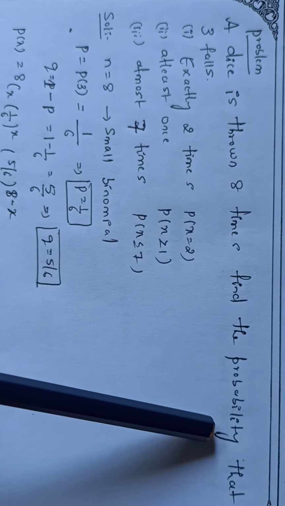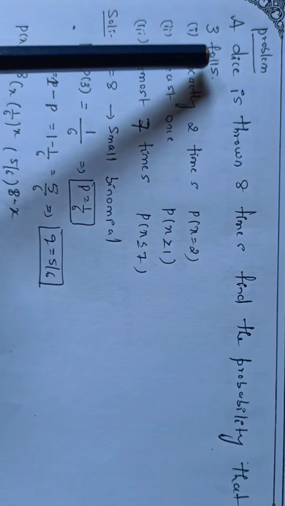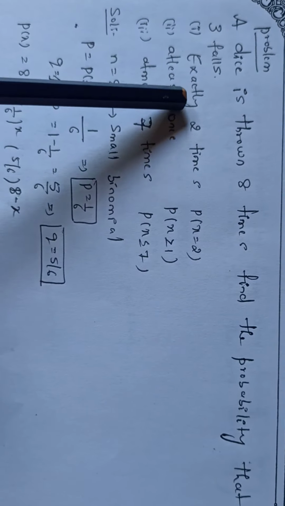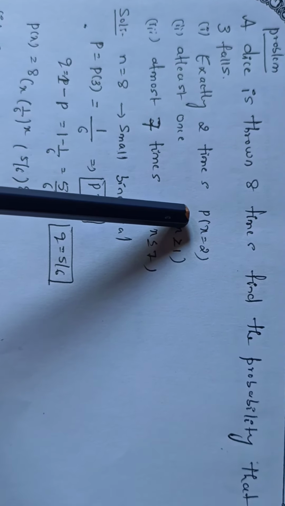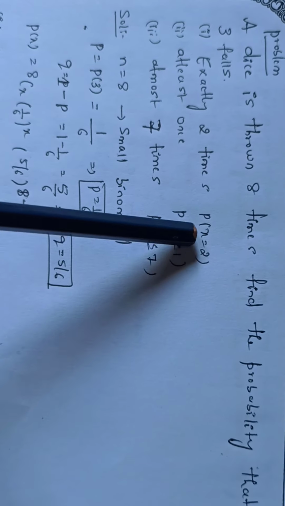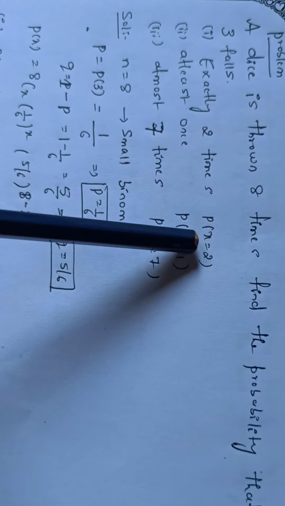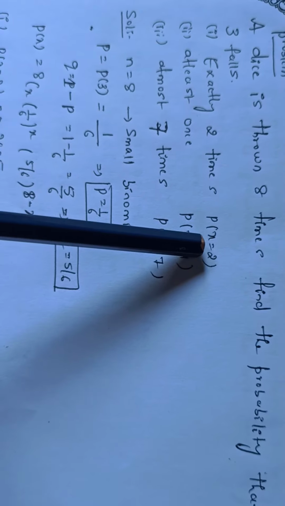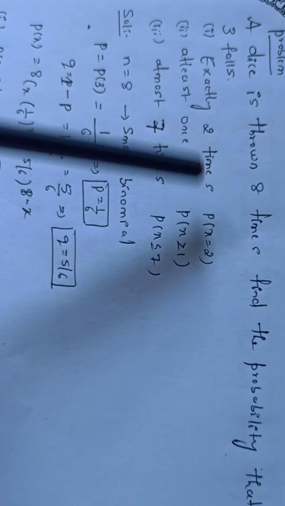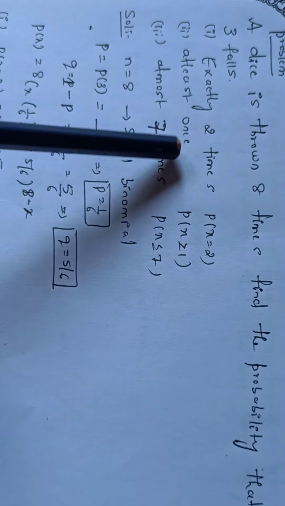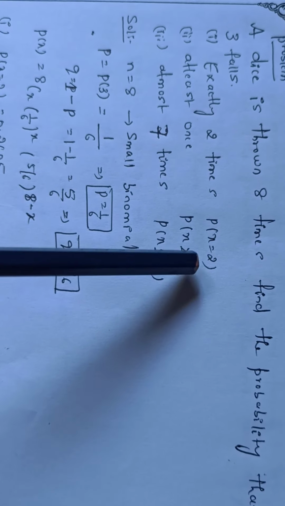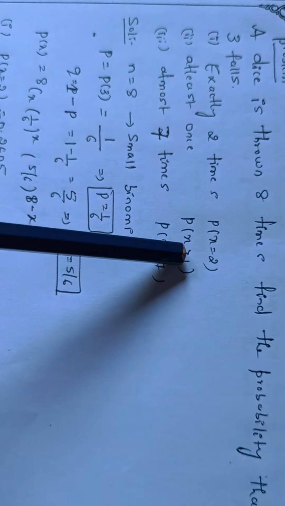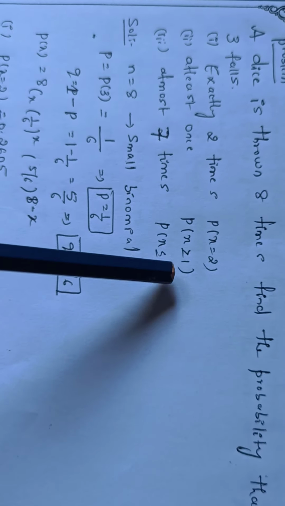So we have to find the probability that the number 3 falls exactly 2 times. Exactly 2 times means we have to find the probability of x equals 2. Since it is exactly 2 times, you can use the equality, that is equal to 2. At least once means the minimum should be once. It can be more than that also. So you have to use the inequality greater than or equal to 1.